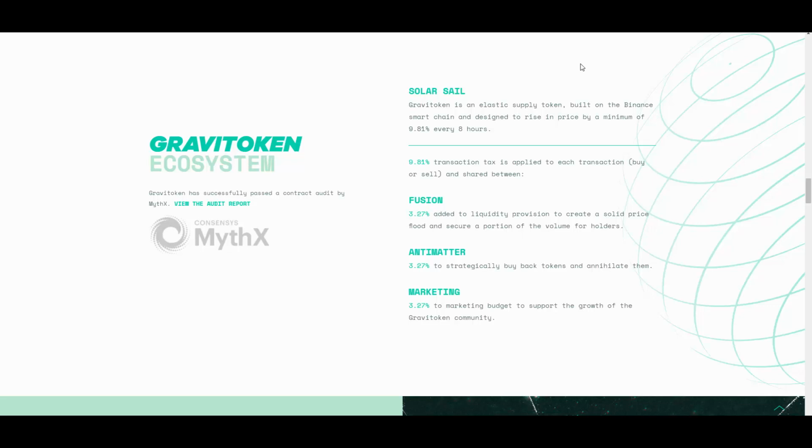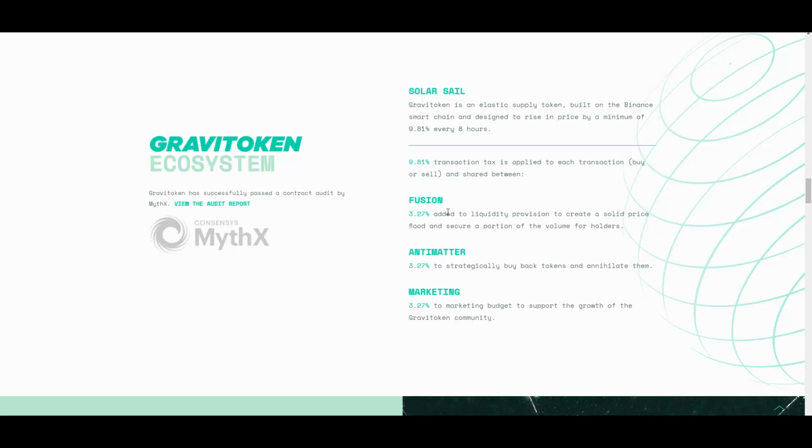GraviToken is an elastic supply token built on the Binance Smart Chain and designed to rise in price by a minimum of 9.81% every 8 hours. So 9.81% is applied as taxation on each buy or sell, which basically means you will need some sort of slippage applied in order to be able to swap this token, okay?